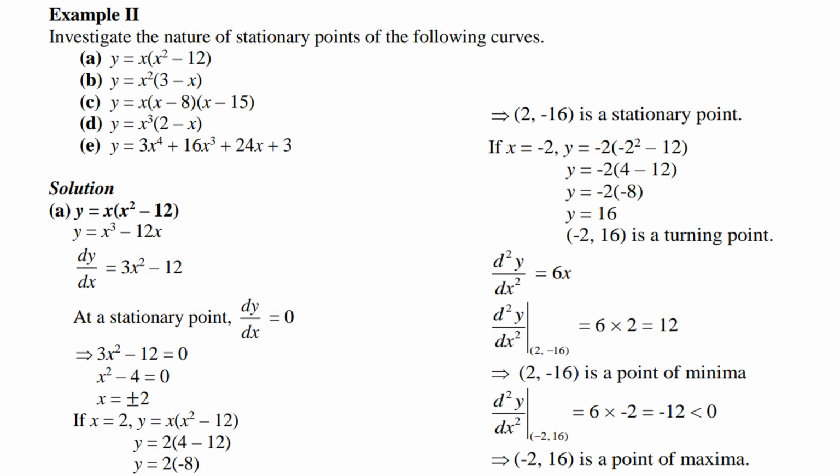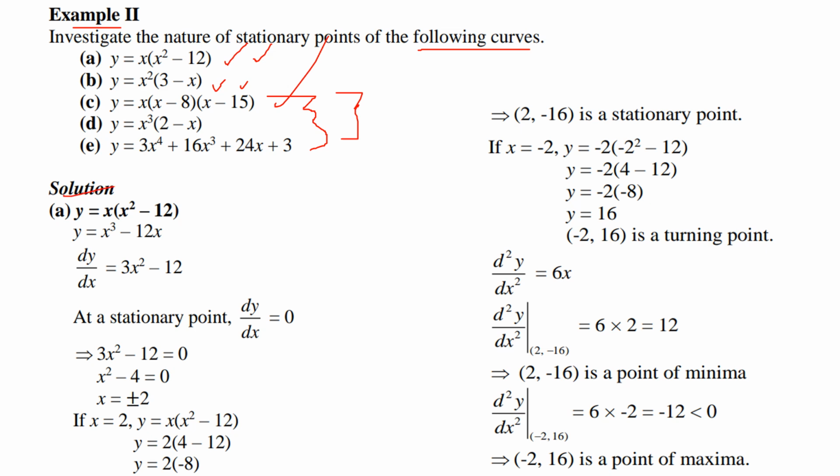Three more examples under this one, you can call it a subtopic. So here in example 2, we are going to be investigating the nature of stationary points of the following curves. For part A, y equals x into (x squared minus 12). And part B, y equals x squared into (3 minus x). And then proceeding to parts C, D and E. But here in this chapter, I've only done the first 2 examples. So you'll be required to do the other 3 as your exercise to examine your understanding.